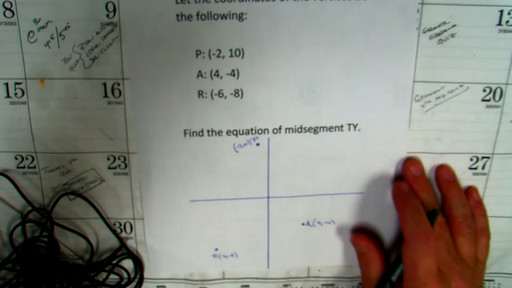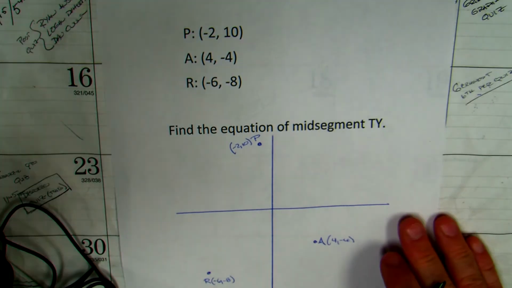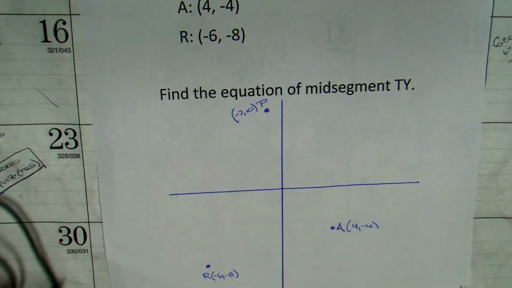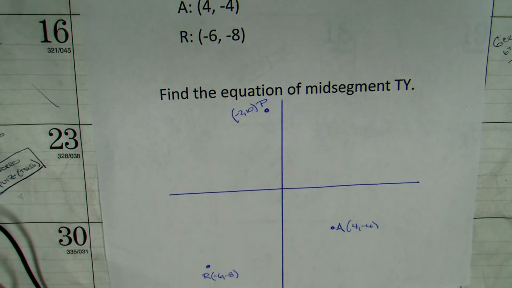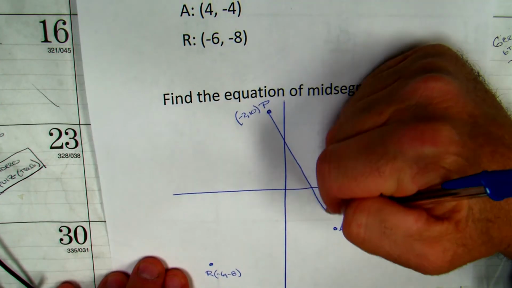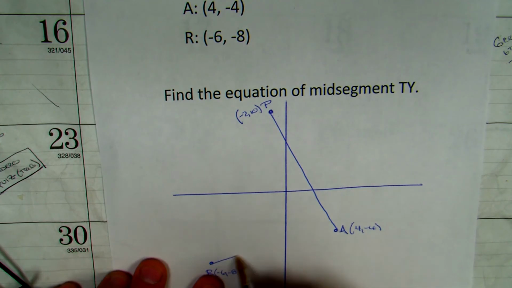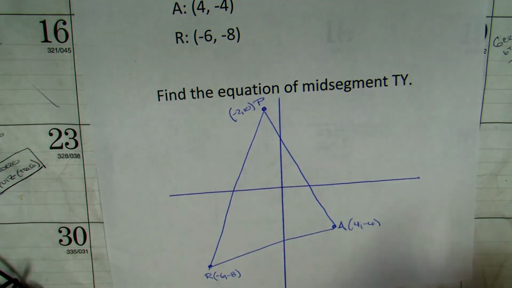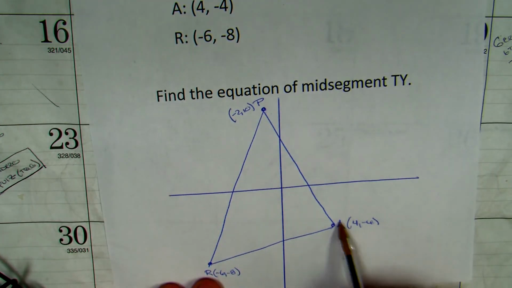Now I'm going to do this using only one of the midpoints because, alright, that's how it's set up on the review. So I'm going to use T, which is the midpoint of side PA. So here's my triangle. Okay. So T is the midpoint of PA.